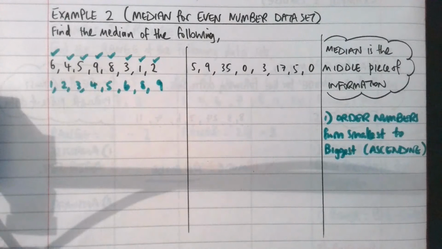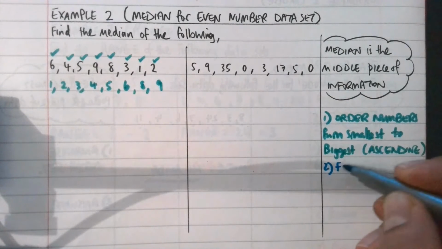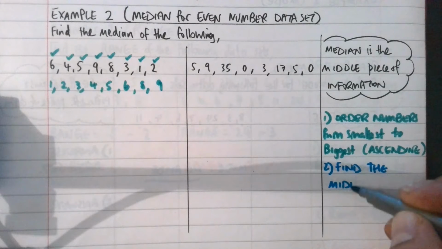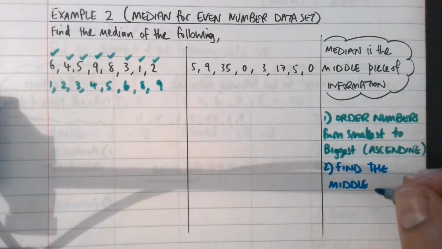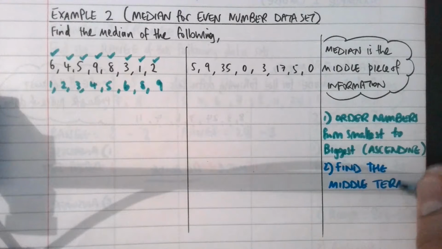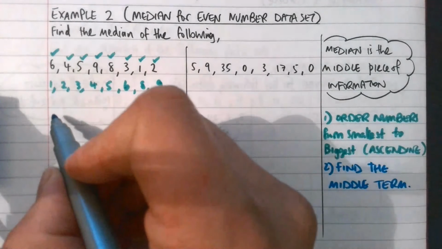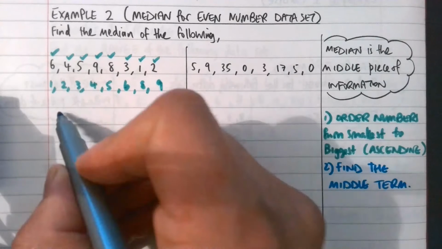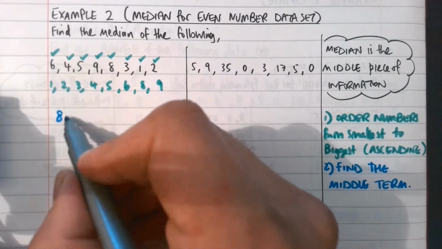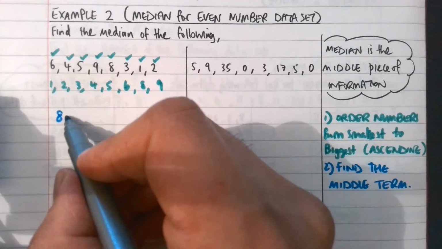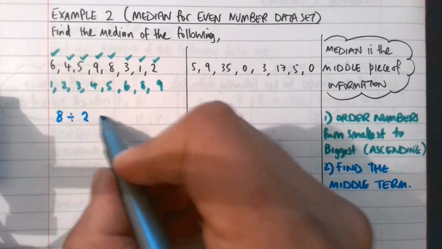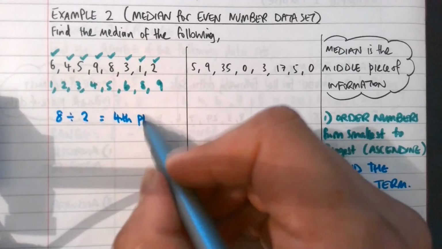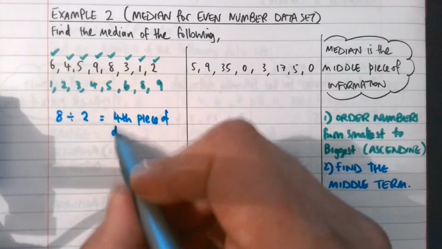So the second step is then going to be finding the middle. When we have an even number of data, the middle is not so clear cut. Okay, so we're going to end up with two middle numbers. So we're just going to add these together, see how many terms we have, sorry. There's going to be 8 terms, so we're going to have half 8 to find the middle. And half of 8 is 4. So basically looking for the fourth term from either end. So the fourth piece of information from either end of our data set.